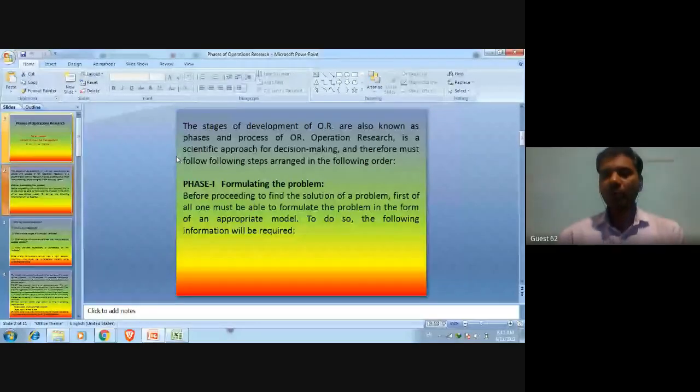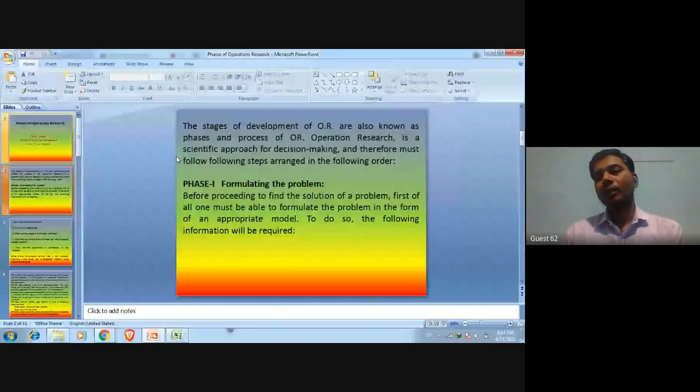So here, the first phase of operations research is problem formulation, or you can say this is also called problem identification. Now, before proceeding to find the solution of a problem, one must be able to formulate it in the form of an appropriate model. I will tell it with an example. To do so, the following information will be required.